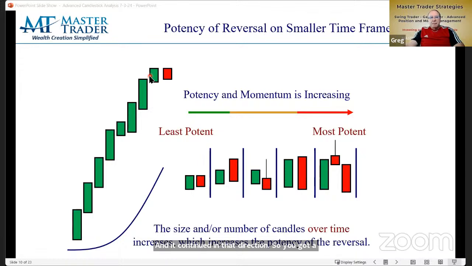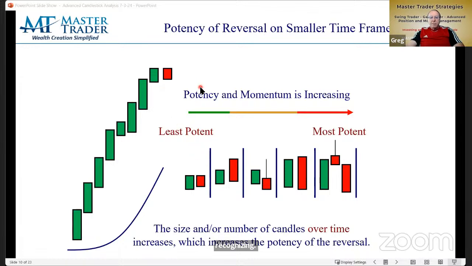How many bars, Greg? 3, 5, 10? I don't know. Whatever that stock or that index does, it'll keep going up until it stops going up. Well, how does it stop going up? What this shows you here is different ways of recognizing how potent a reversal is.